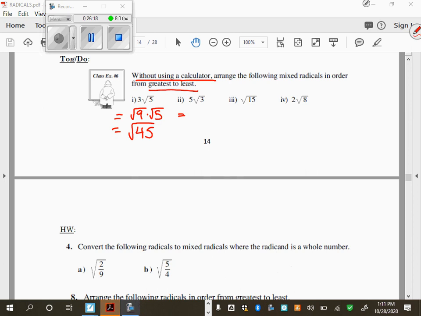Okay, let's do 5 radical 3. 5 is the square root of 25, times radical 3. That's radical 75. This one is already an entire radical. And this one is the square root of 4 times the square root of 8. So square root of 32. Now, who can answer the question that they asked us? I'm going to put therefore. Three dots means therefore. It's more of a scientific abbreviation, but I like it. Therefore, what order do they go in?